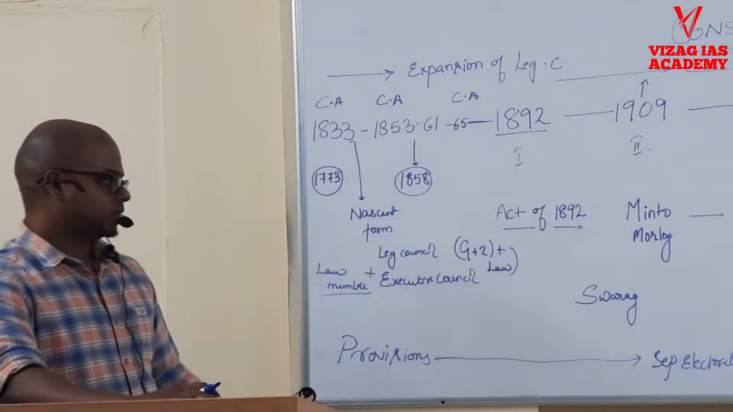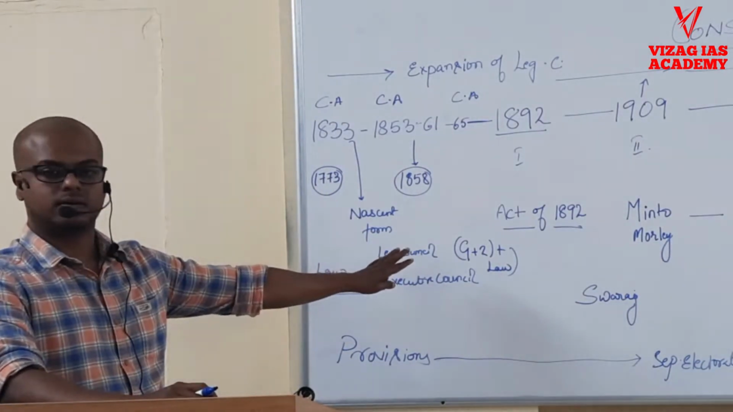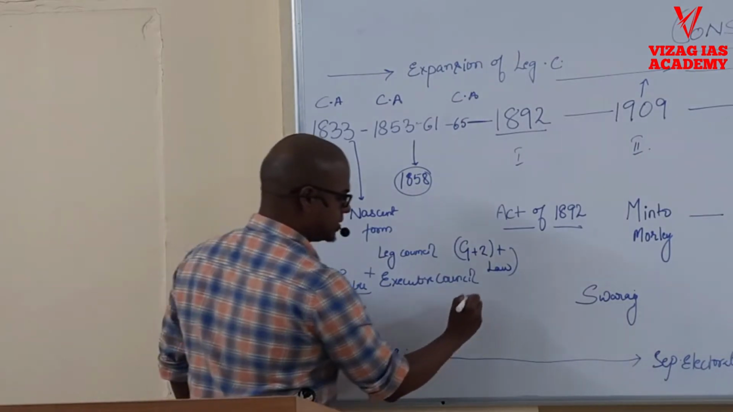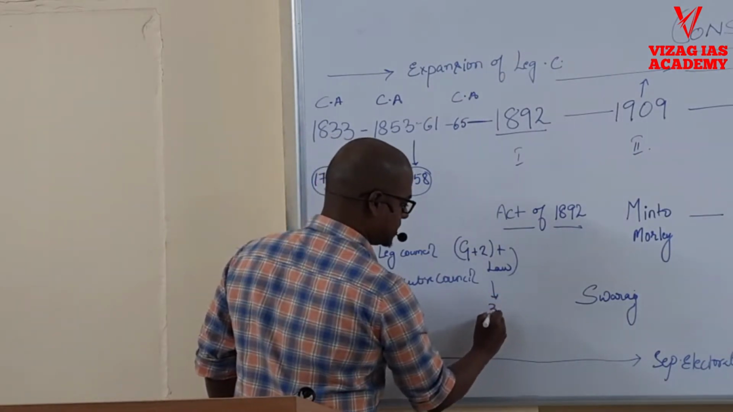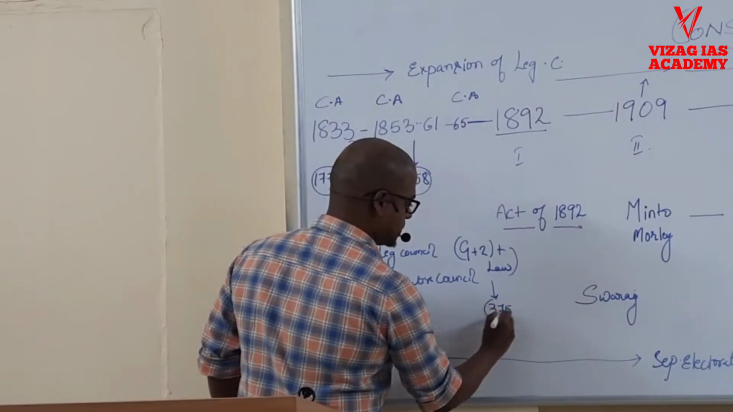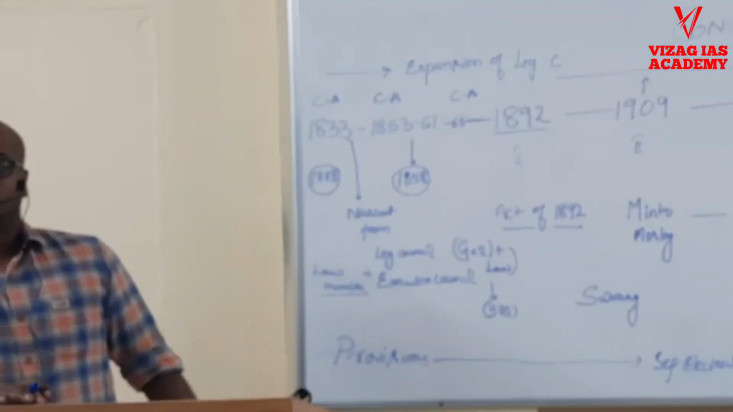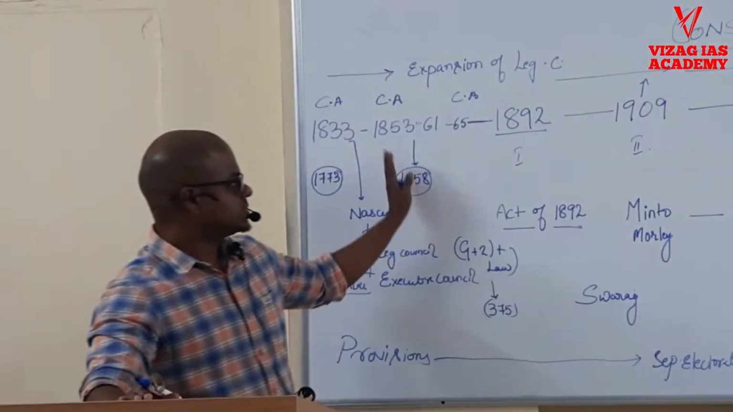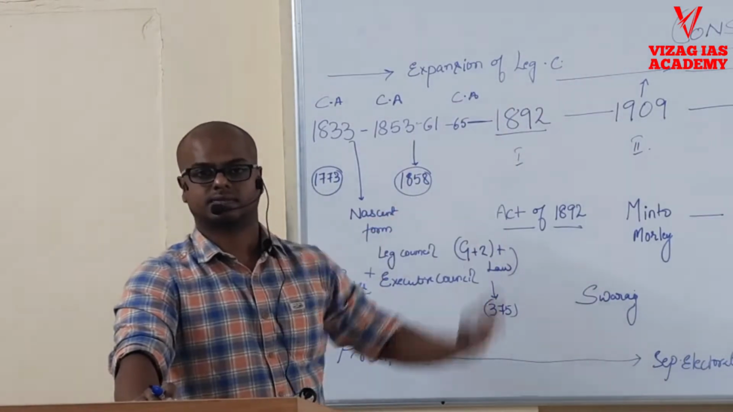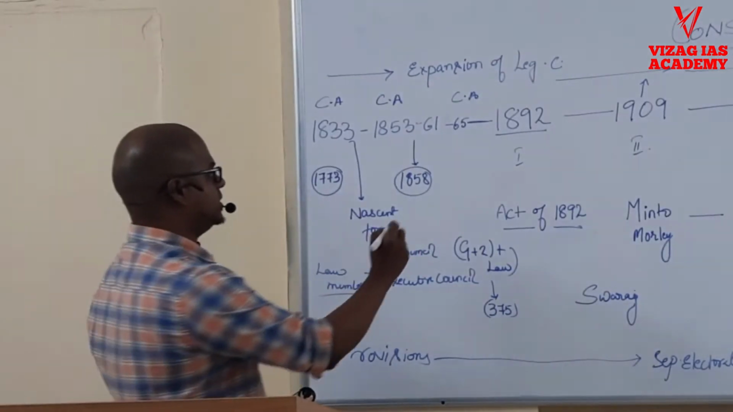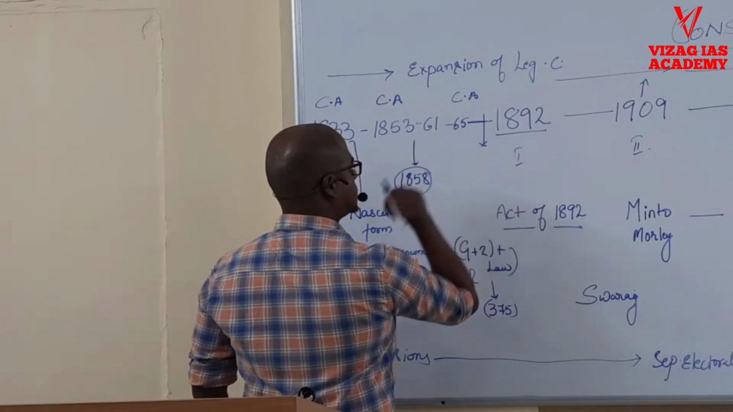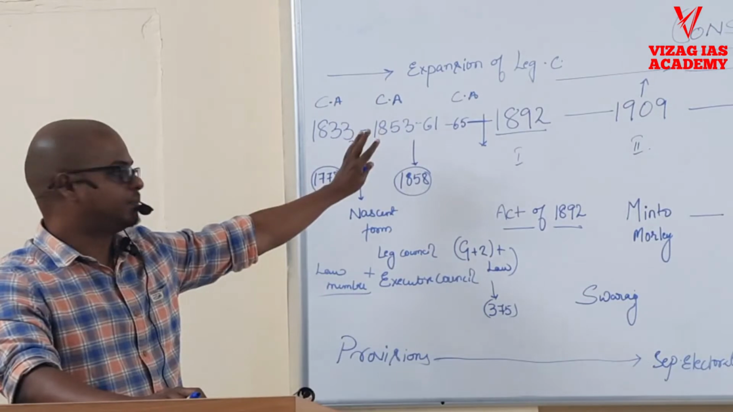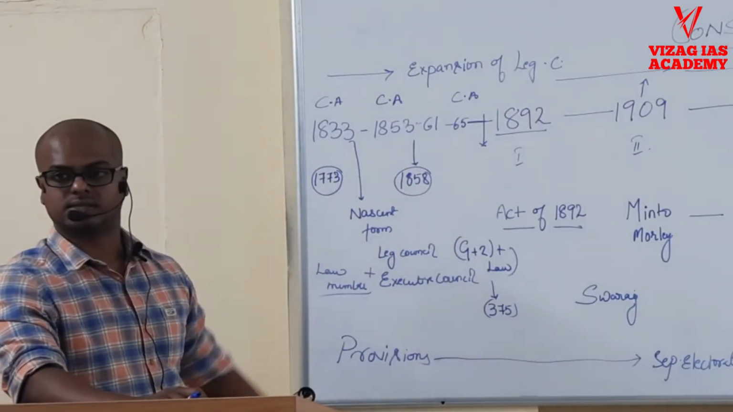So this is only a very nascent and primitive kind of setup, and this gradually evolves. By the time you come to the 1935 Act, we will have a total of 375 members in the Central Legislative Assembly, and this happens gradually through these successive acts. So till here it will be the sole prerogative or the sole power of the British government to bring about changes.